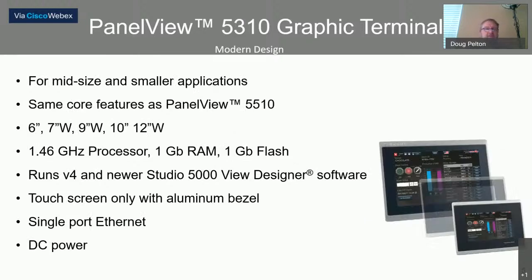PanelView 5310, a little bit different for smaller and mid-size applications. Has the same core features as the PanelView 5510, not as many options on the sizes. So we do have a 6-inch, a 7 wide, a 9 wide, a 10, and a 12 wide. 1.46 gigahertz processor. Again, this runs version 4 and newer of Studio 5000 View Designer. One difference here is there's a single port Ethernet on this device. There is not an option for device level ring on this device.